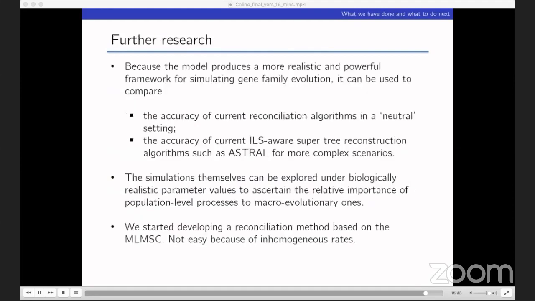With this new model at hand, we can use the simulated gene trees, for instance, to compare the accuracy of current reconciliation algorithms in a neutral setting, or the accuracy of current ILS-aware species tree reconstruction algorithms, such as ASTRAL, in more complex scenarios that include CNH. This simulation can also be used to ascertain the relative importance of these population-level processes compared to macroevolutionary ones. Finally, we are currently working on a reconciliation method that is based on this new model.